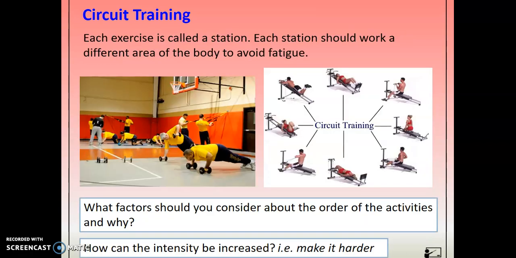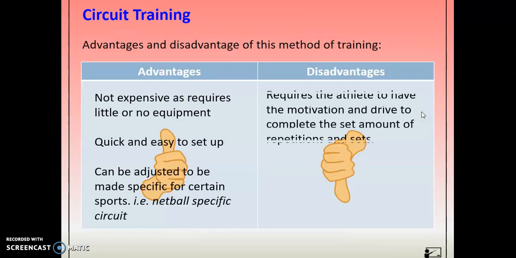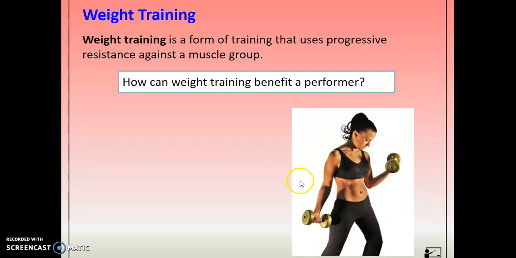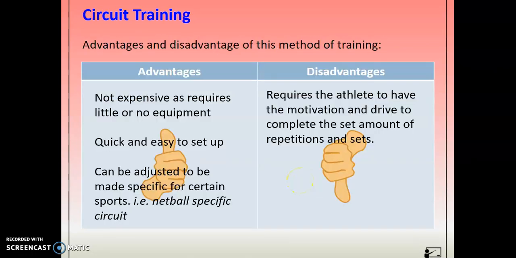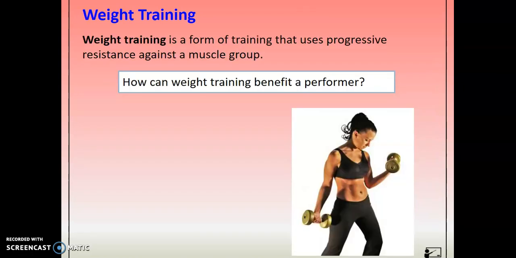You would just set up that circuit to be specific for improving flexibility or rigidity. So you just do loads of different drills or exercises that work on that component. Advantages: not expensive. You could do it just using your body weight or things you have around the house. Quick and easy to set up, can be adjusted for a specific skill or a specific sport. So here it says netball specific circuit. Requires the athlete to be motivated. You know, you've got to keep going round, keep moving on to the next thing.